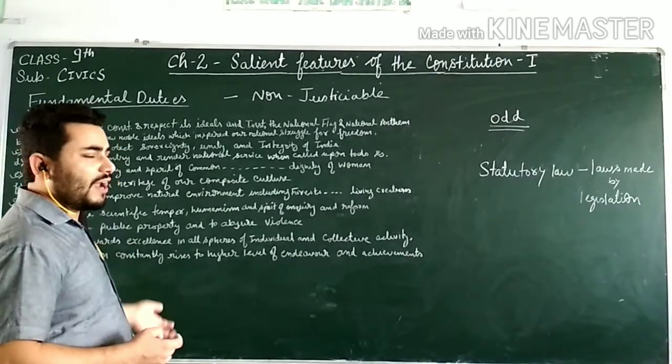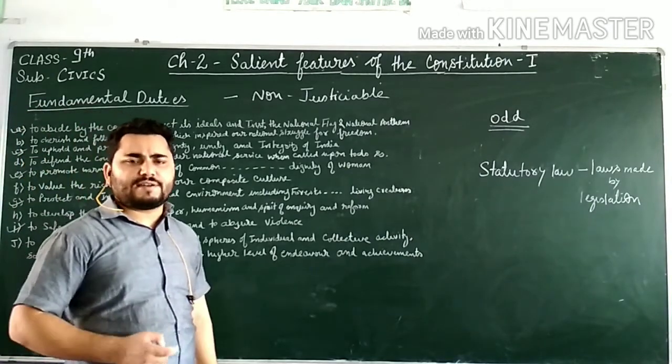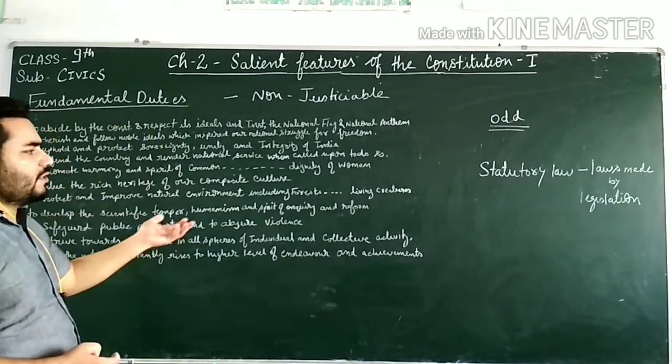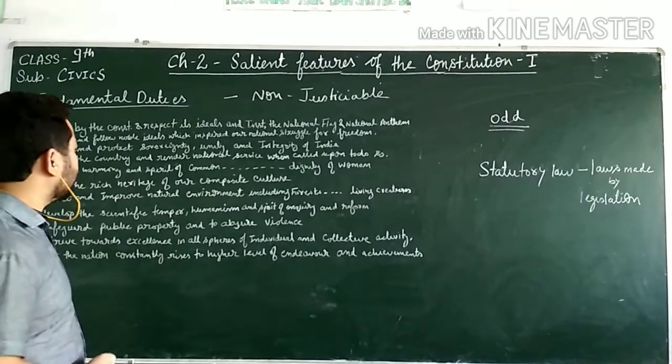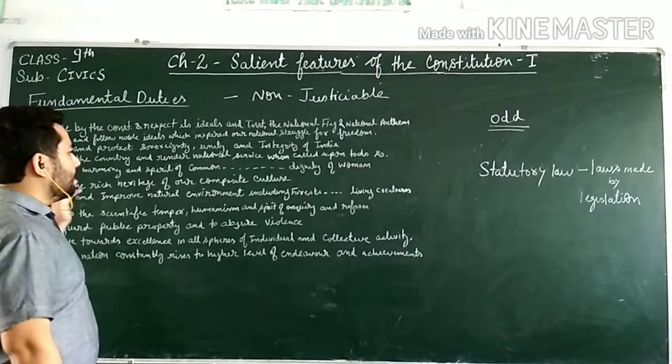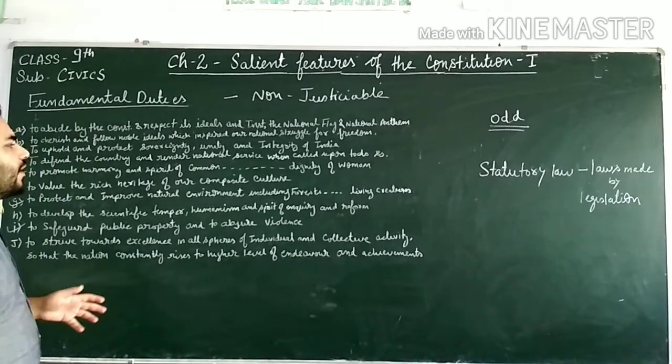So many articles, so many acts are there, like the NSA, National Security Act. So many acts are there. You will come under some statutory law, and you will be penalized for that. So we have to protect the unity, sovereignty, and integrity of India.